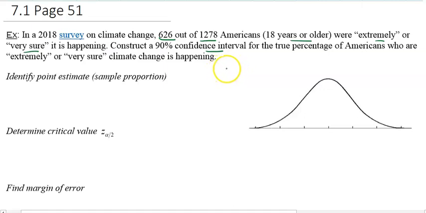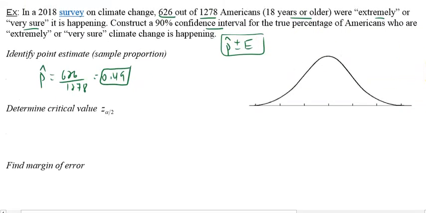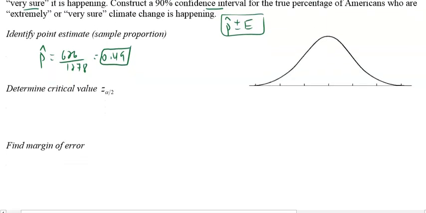That is really p hat plus or minus the error. Well, to construct that, first we need the point estimate p hat. We assume that is 626 divided by 1278, and if I throw this in my calculator, that would be 0.49. 49% think climate change is happening, and that's out of 1,278 Americans, right? There's over 300 million Americans.